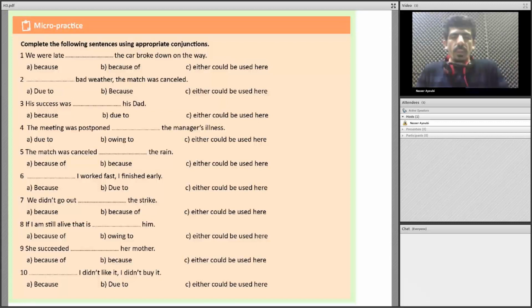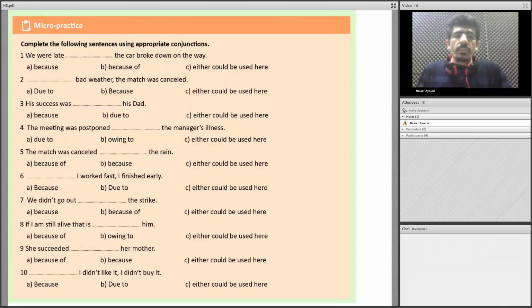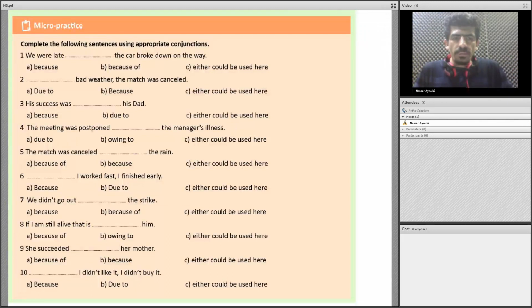Number 2: The match was canceled, bad weather. Certainly, we have to use "due to." Due to bad weather, the match was canceled, because bad weather is a noun phrase. Number 3: His success was, his dad. Again, because his dad is a noun phrase, we have to use "due to," not "because." His success was due to his dad. Number 4: The meeting was postponed, the manager's illness. Due to, owing to, which one is correct? Both of them are correct. Due to the manager's illness, owing to the manager's illness.